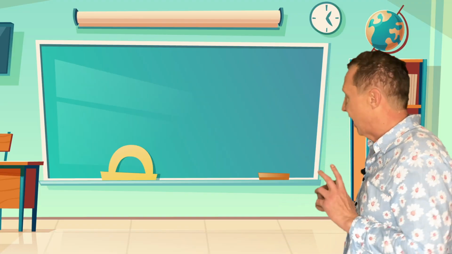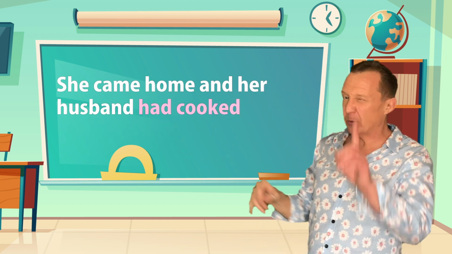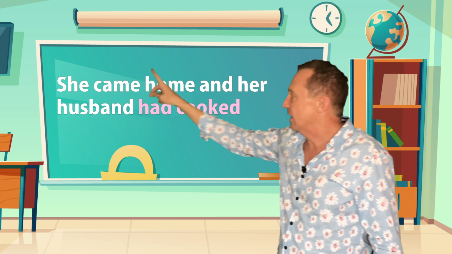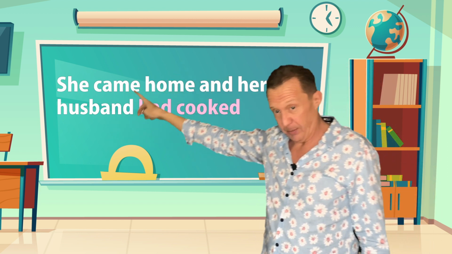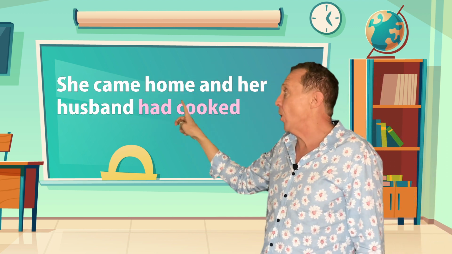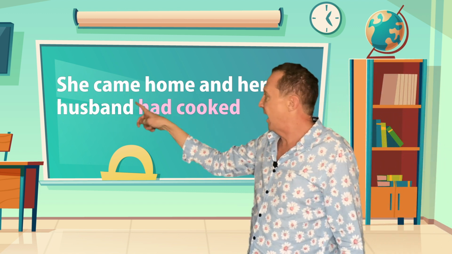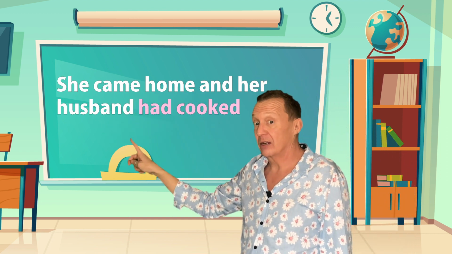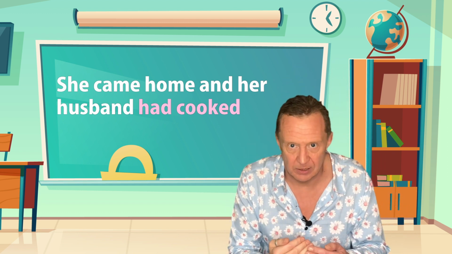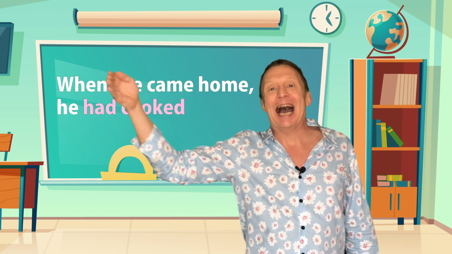Now let's look at this sentence. She came home and her husband had cooked. Now here's the question. Which action comes first? Coming home or cooking? She came home. Oh, that's the first verb. It must be the first. No. She came home and he had cooked. That action comes first. It comes before another action. He had cooked when she came home, or when she came home, comma, he had cooked.